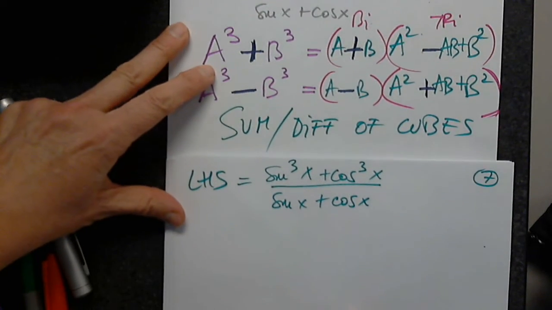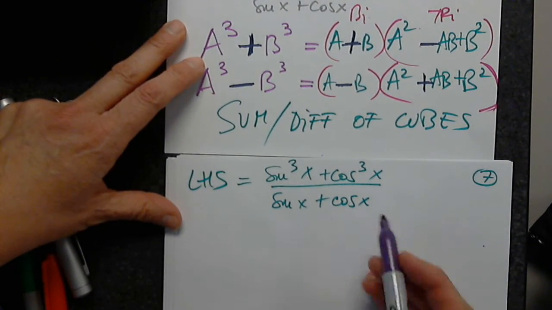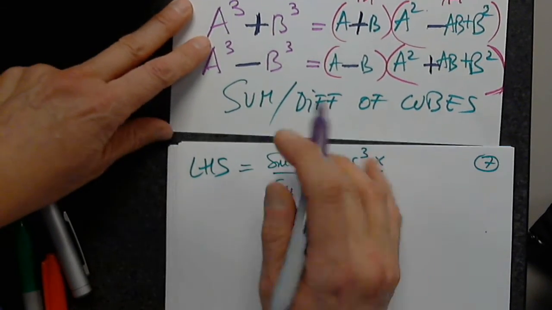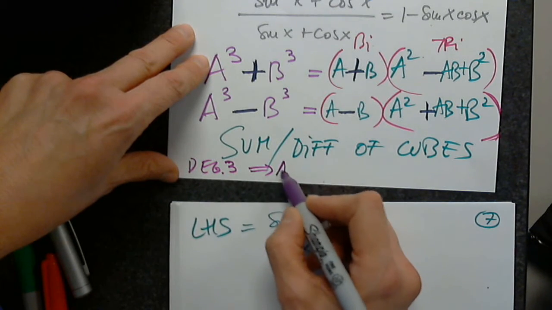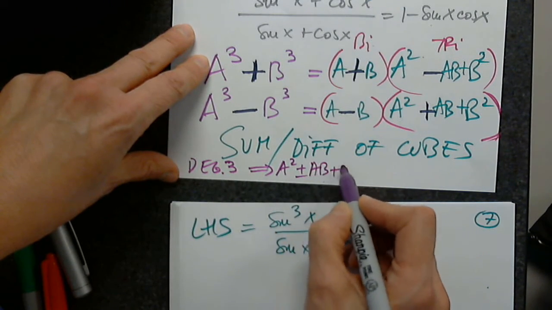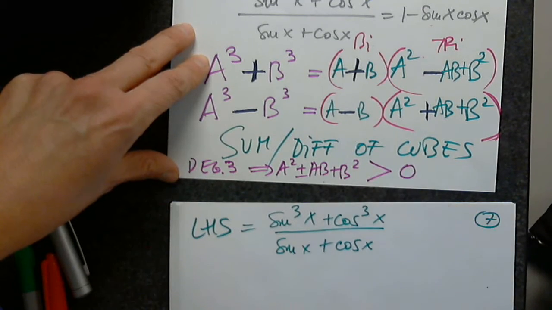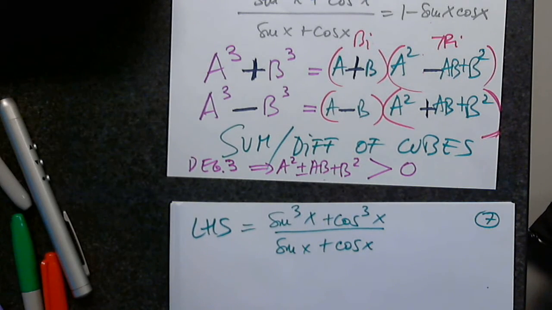So I'll say here, note. I'll write it after I finish this so I don't interrupt it. Or I can put it up here. Degree 3, result, a squared plus or minus ab plus b squared, always greater than 0. Not even 0, always positive. So if a cubed plus b cubed or a cubed minus b cubed has degree 3, then that quantity, which is the trinomial in the factored form, either with plus or minus, will be always a positive number, no matter what.